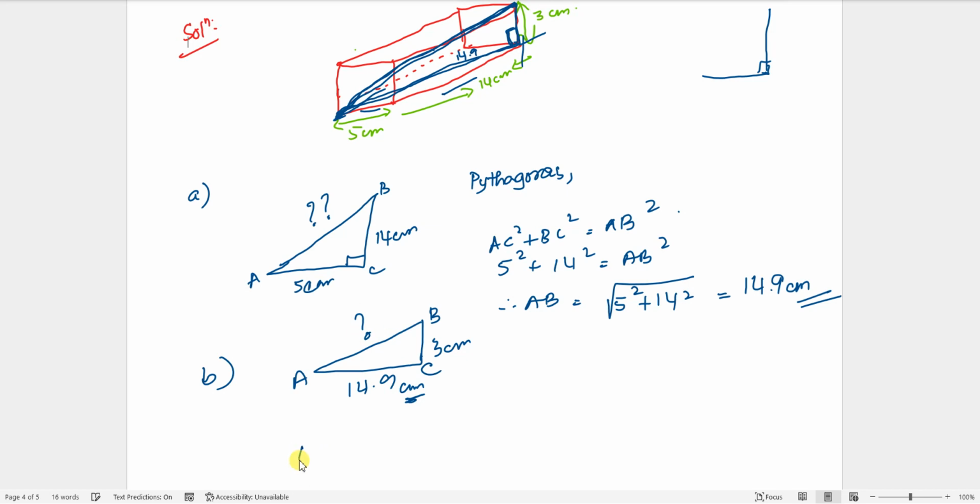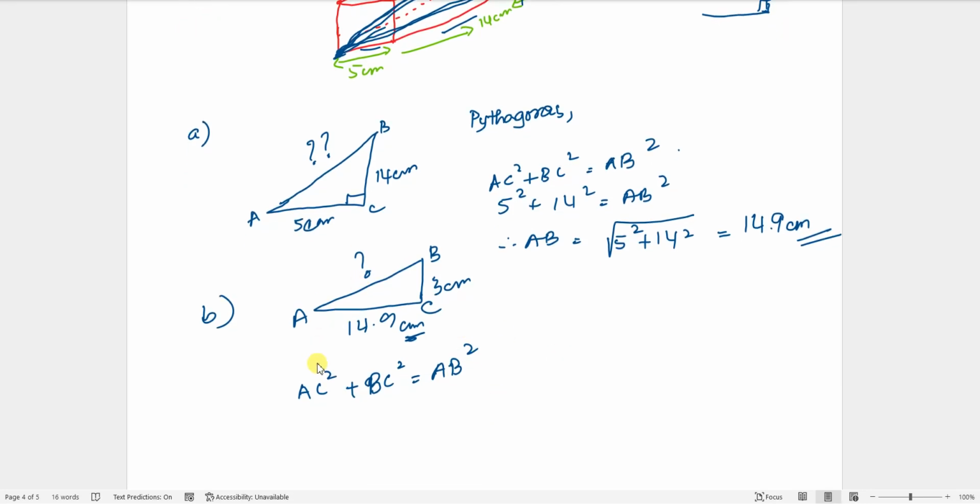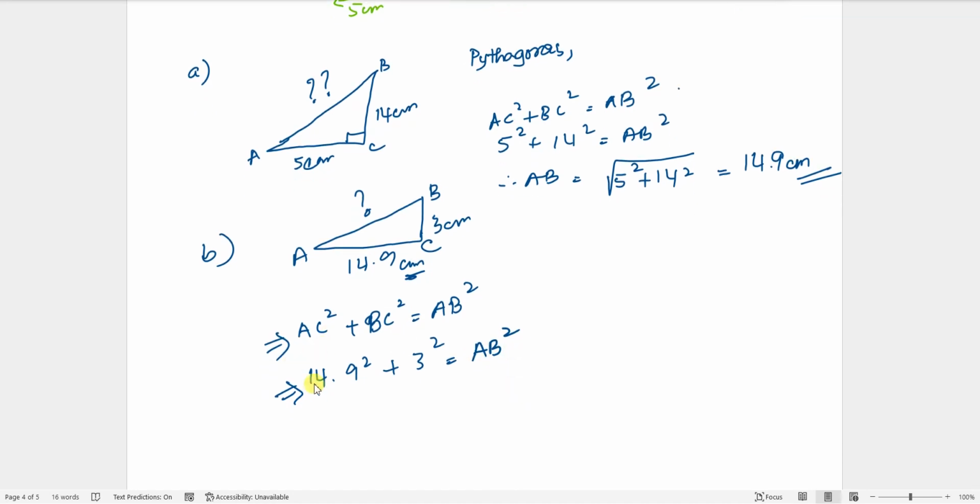So AC square plus BC square equals AB square. I'm showing each and every step in case you don't know. If you're an expert, you already know these things and can write the numbers directly. You can start from this step: 14.9 square plus 3 square equals AB square. But if you're studying in school, please follow your teacher. However your teacher wants you to write it, follow those steps.